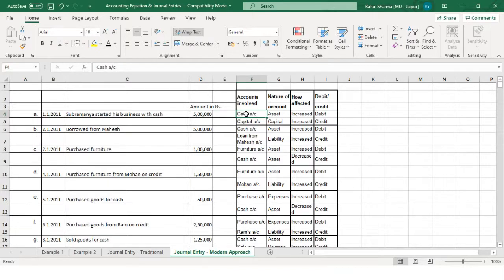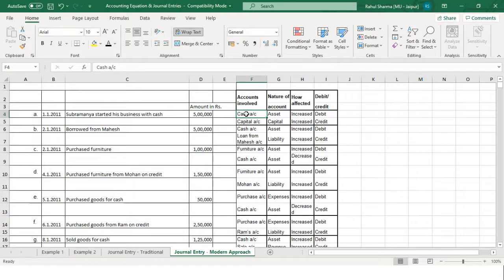Furniture, my asset decreases. I'm supposed to credit it. Sorry, increases. Furniture, my apologies. Furniture, my asset increases. I'm supposed to debit it because I'm buying it. Cash, because I'm paying, it is decreasing. My modern accounting rule says cash decreasing, please credit it.